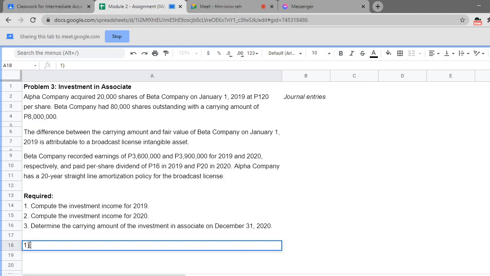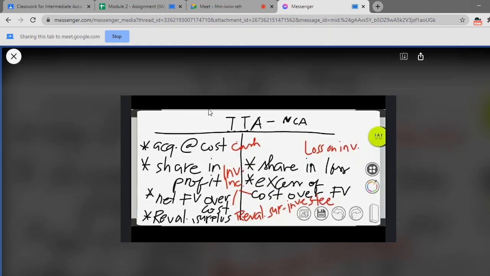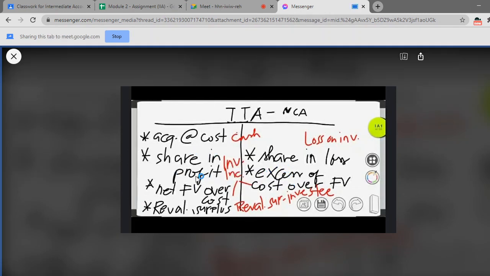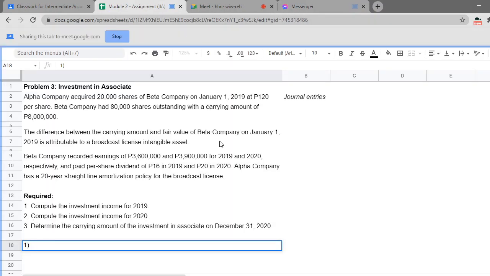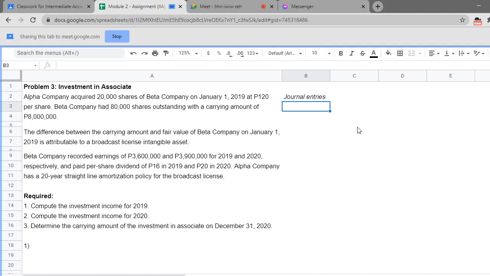First, we compute for the investment income. So, unsa lang ang pwedeng maka-affect sa tuang investment income? Share in profit, excess of fair value over cost, and net fair value over cost. Okay. The difference between the carrying amount and the fair value, pila ba ang difference? Pila day ang iyahang cost? We have 20,000 times 120 each. Okay. That's 2.4. And then we have 8 million times 0.25. 2 million. So the difference of 400,000. The difference of 400,000 is attributable to a broadcast license intangible asset. Ay, ayan. Intangible asset pala. Okay.